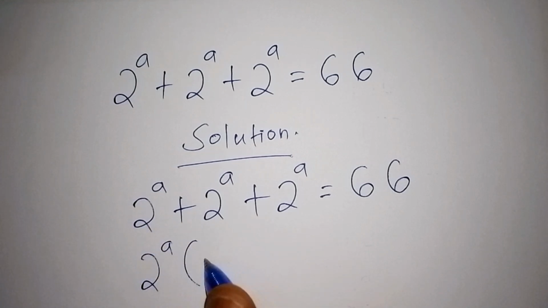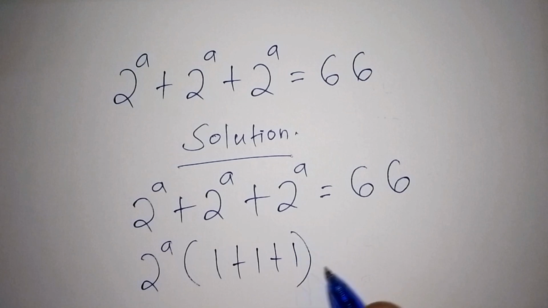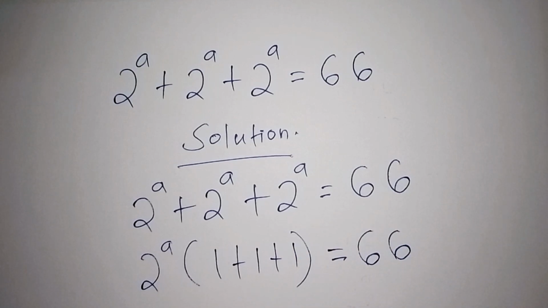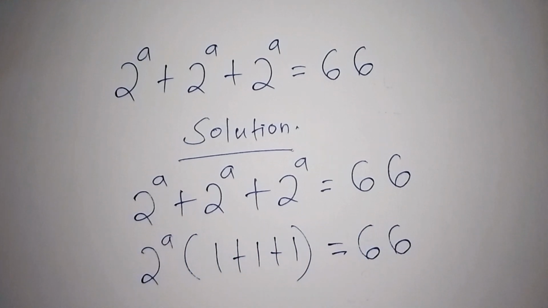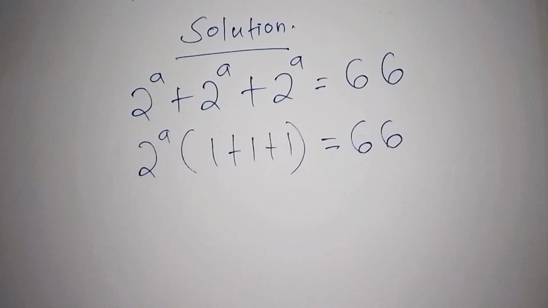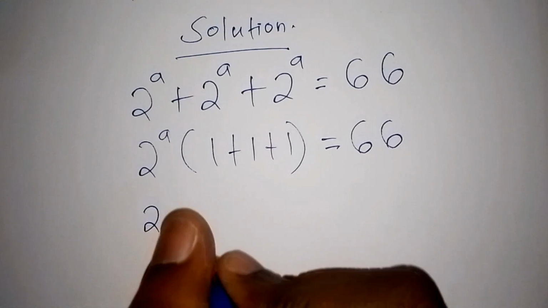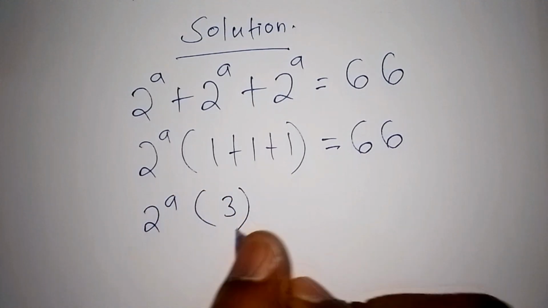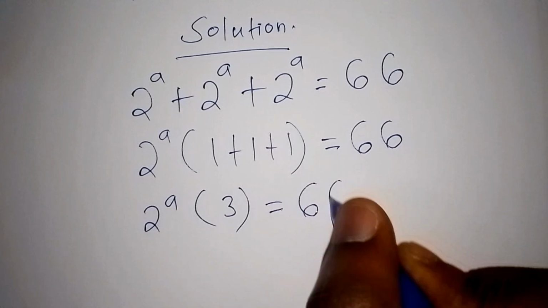Into the bracket, we shall now factorize the whole of this. We shall have 1 plus 1 plus 1, close the bracket, is equal to 66. The reason is that when we expand this bracket, we end up with the one at the top: 2 to the power of a plus 2 to the power of a plus 2 to the power of a. So let's now work out the numbers inside the bracket. Now 2 to the power of a, into bracket 1 plus 1 plus 1 is 3, close the bracket, is equal to 66.